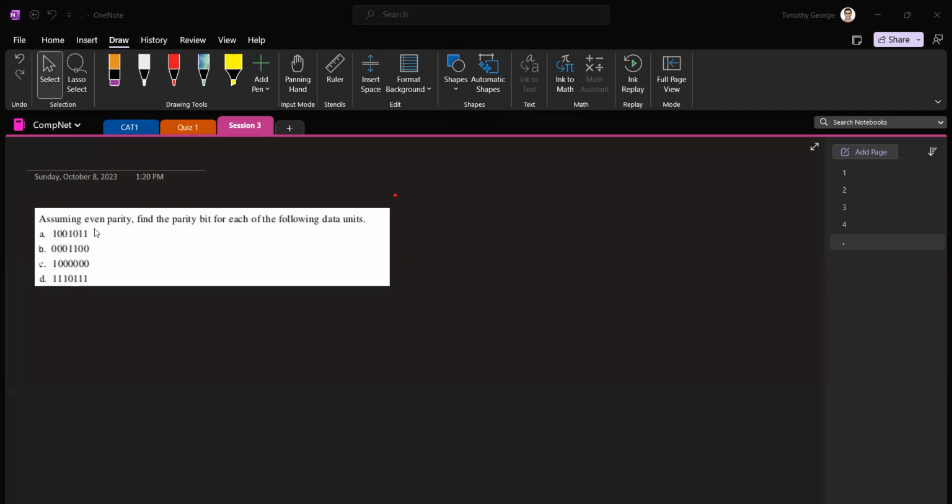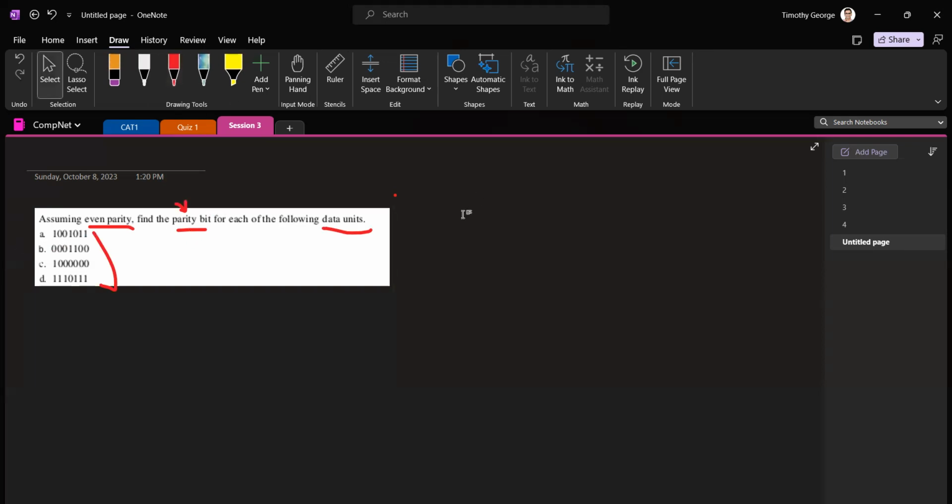Okay, sorry. Next question, again from the text, says: assuming even parity, find the parity bit for each of the following data units. You're given a set of data and you're supposed to add the parity bit. I'm not sure whether you have done a digital logic course yet, but we had parity bits there also.